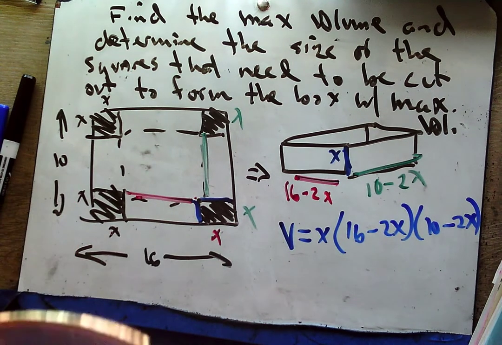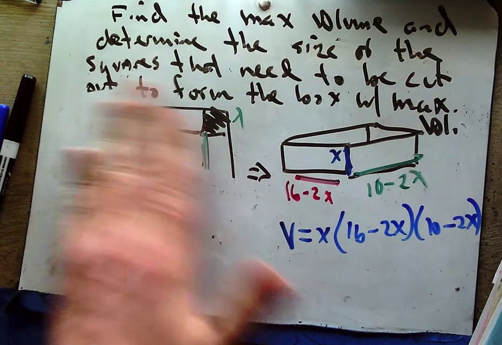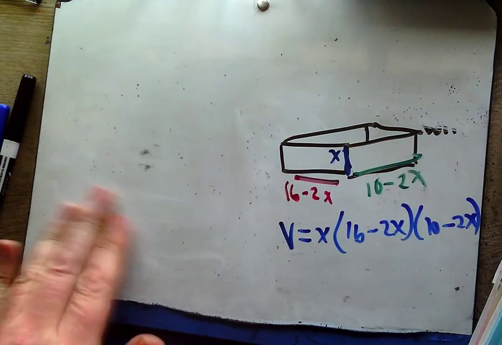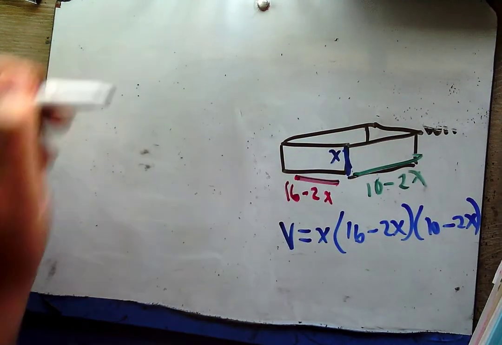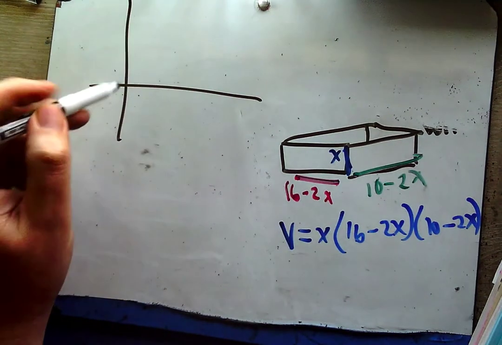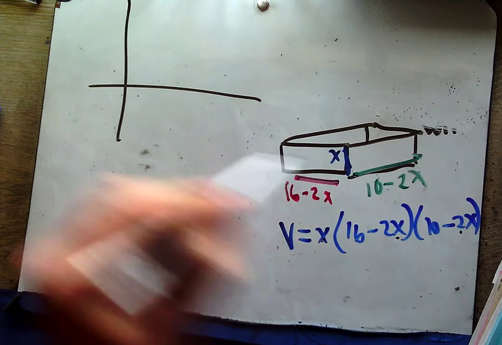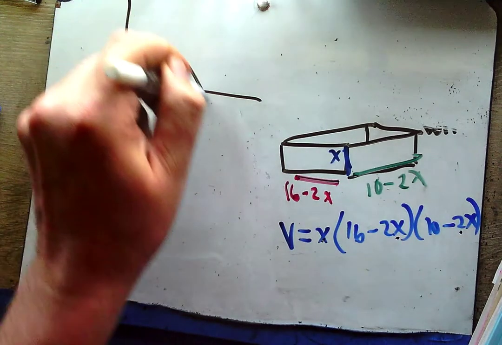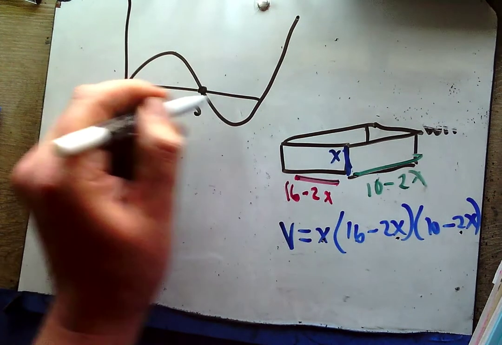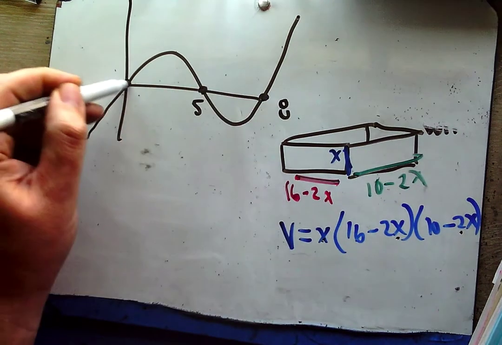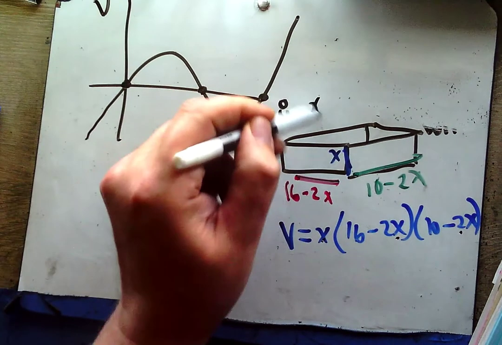I do, but maybe you didn't. So let's see what we can do with this. If I think about volume in that pre-calc kind of way, I've got zeros at 0, 8, and 5. So 0, 8, and 5. 5, 8, 0, volume, x.